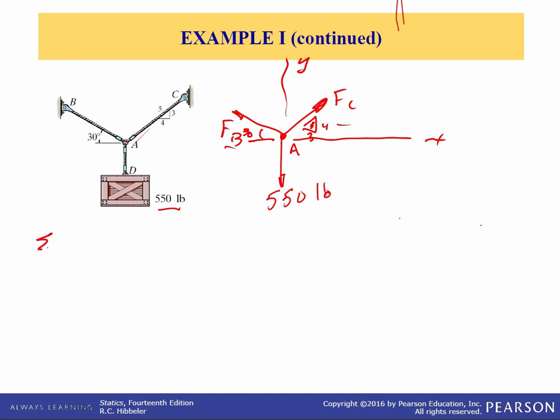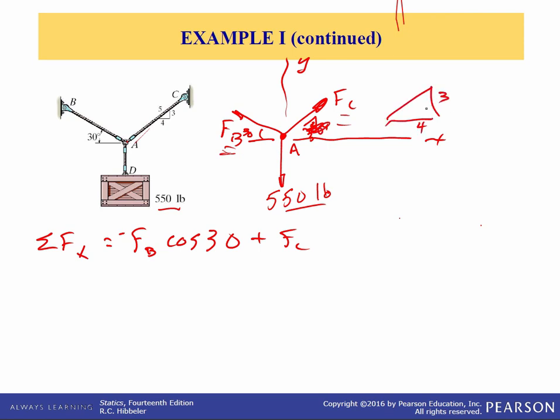So first, let's sum forces in the x. FB is in the second quadrant, so its x component is negative, and it's FB times cosine of 30. The 550 pounds has no component in the x, but the FC force does. It's in the first quadrant on a 3-4-5 triangle, so it is plus F sub C. I think I drew this triangle wrong. It's actually a 3 high, 4 wide triangle. So the component of FC in the x direction is 4/5.